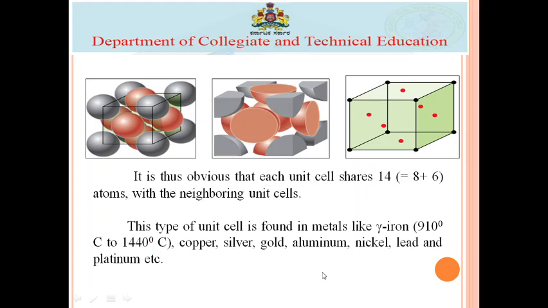Some common example for the FCC is gamma iron. So, as I told in BCC, there will be the iron, there will be the alpha state, gamma state and the delta state. Alpha and delta will be in the BCC structure, and the gamma iron state, that temperature range is 910 degrees Celsius to 1400 degrees Celsius. In this range, the gamma iron has the FCC structure. And some common examples are copper, silver, gold, aluminium, nickel, lead and platinum. These are some common examples for the FCC.